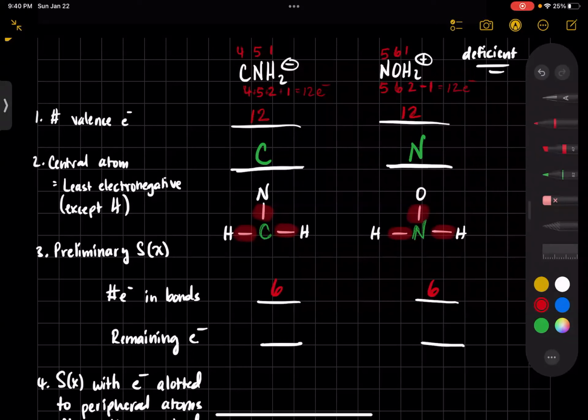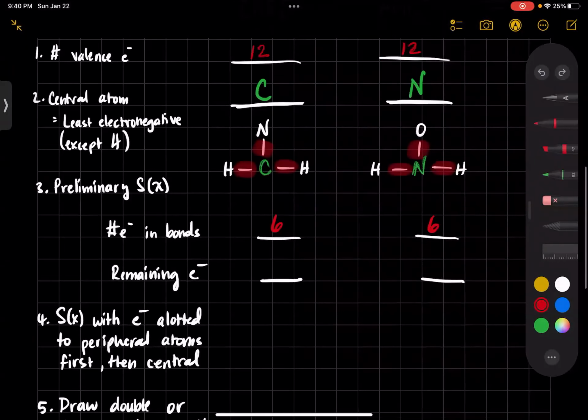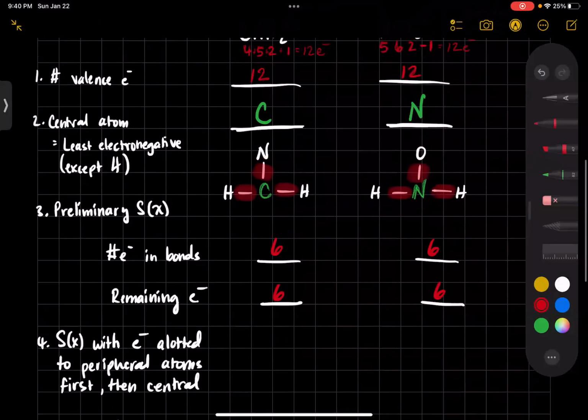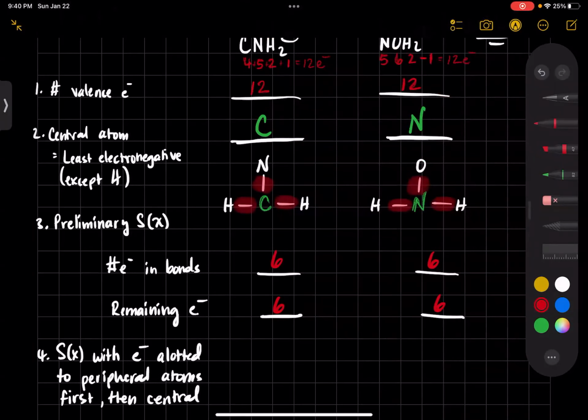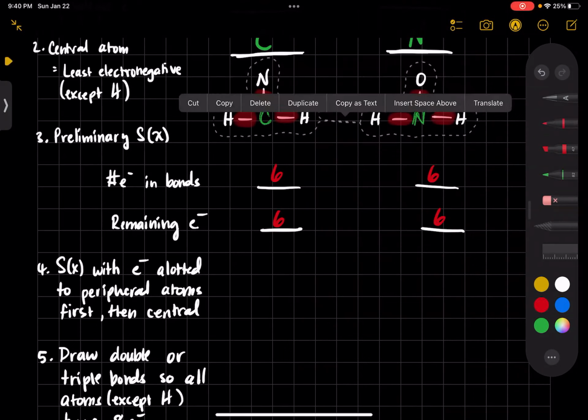So I'm going to write that there are 6 electrons in bonds. Call these 6 bonding electrons. And since in both structures we started out with 12, 12 minus 6 means that we have 6 electrons remaining that we have to allot to other atoms. And so now we can start with our 2 preliminary structures.